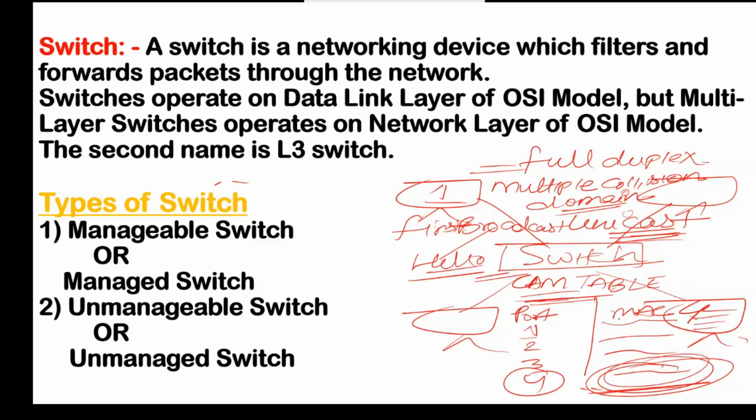So further, there is one CAM table, content addressable memory. This is how your switch works. It is the same as the first broadcast. Suppose at the starting, as I took your introduction, what did I do? I said, "Hello everyone." Hello everyone means I just broadcast the signal.